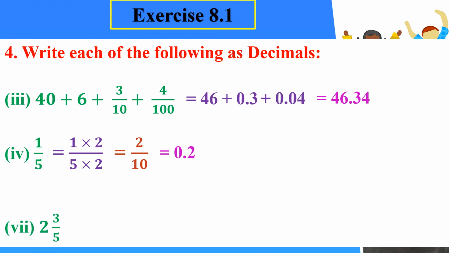The seventh subdivision, 2 3 by 5. The question is given as a mixed fraction. So, convert the mixed fraction into an improper fraction. The first step, we will get the improper fraction as 13 divided by 5. Here the denominator is 5. So, convert it into 10. We need to multiply the numerator and the denominator by 2. Therefore, 13 into 2 divided by 5 into 2, which is equal to 26 divided by 10.